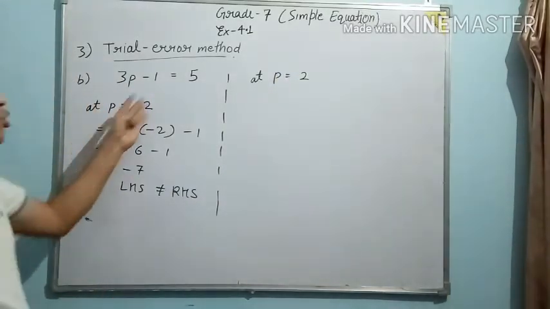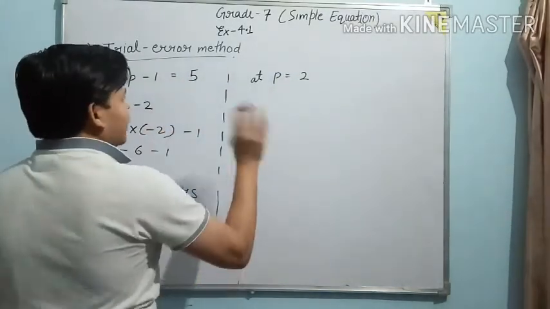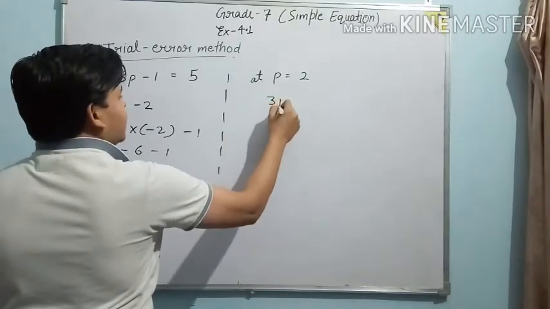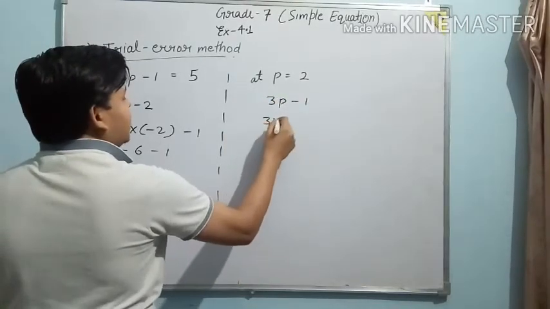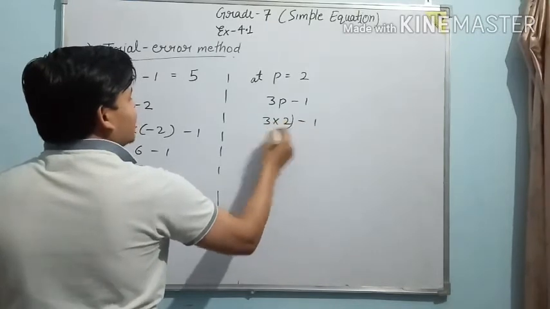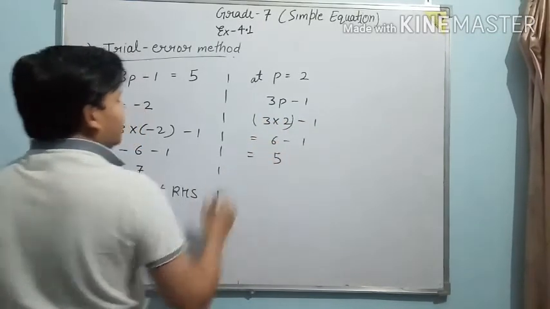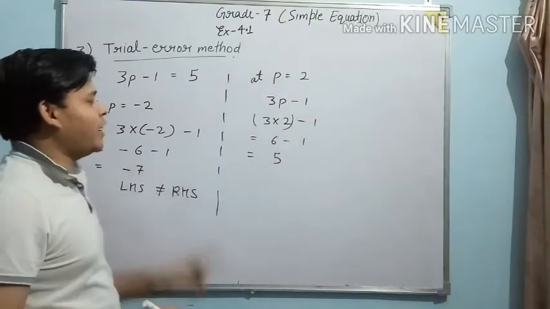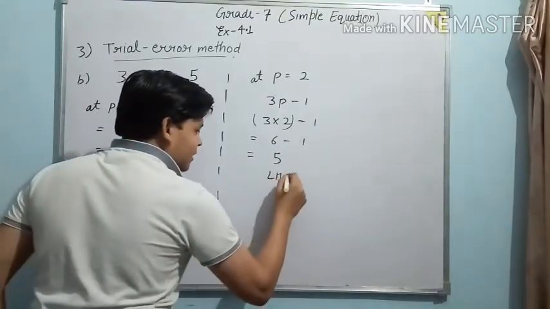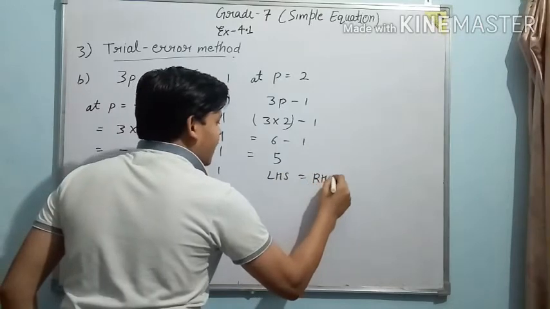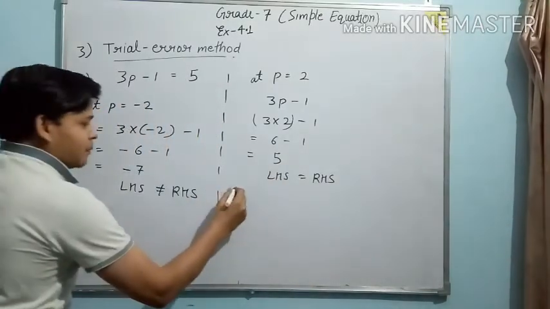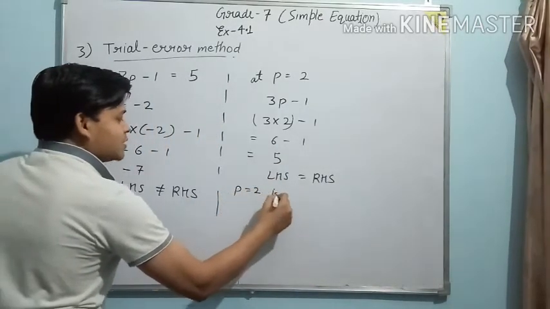Earlier I tried with minus 2, now I am using only positive 2. So let's put here 3p minus 1, that means 3 into 2 minus 1. Let's solve this part. 3 into 2 is 6, 6 minus 1 is 5. So at p equals 2, we have got LHS equal to RHS.